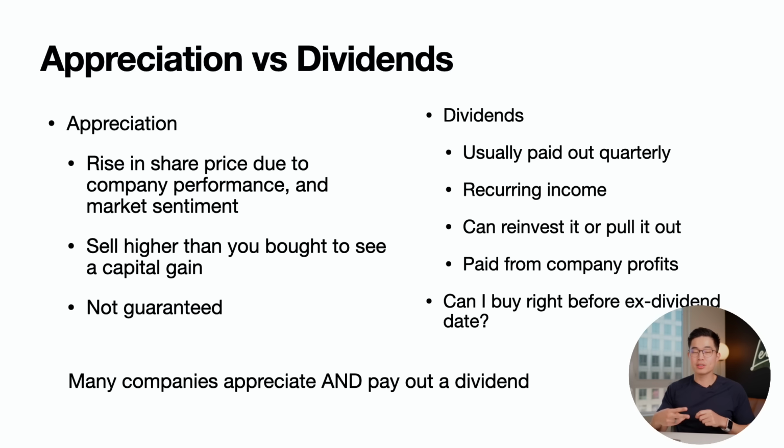And these are 2 ways for you to make money through investing, but it really is like comparing apples to oranges. So the first way you make money through stocks is through appreciation. And this is what happens when you see a rise in the share price just due to the company performance and the market sentiment. When a stock appreciates, let's say you buy at $10, it appreciates to $12, that's when you see that $2 gain. And if you sell it at that $12, then you see that capital gain through appreciation.